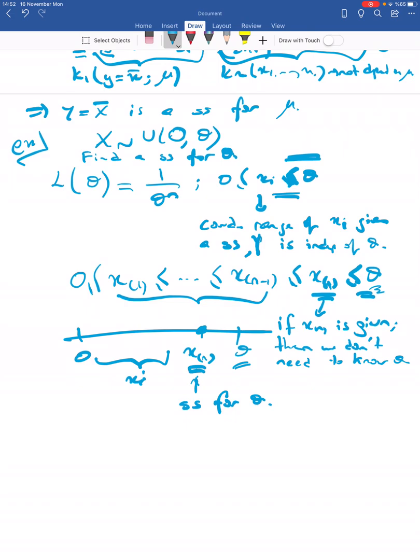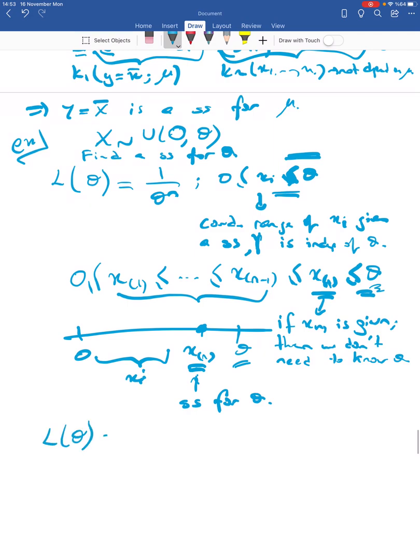The theorem says that we have to write the likelihood function as a multiplication of the k1 function, which is a function of a statistic and the unknown parameter, and k2, which is a function of constants or other statistics. To be able to apply this theorem, I have to write my likelihood function in this way. I know this part right now: 1 over theta to the n, 0, xi, and xn. My conditional range of xi given xn does not depend on theta. But I have to write my likelihood function as a multiplication of two functions.